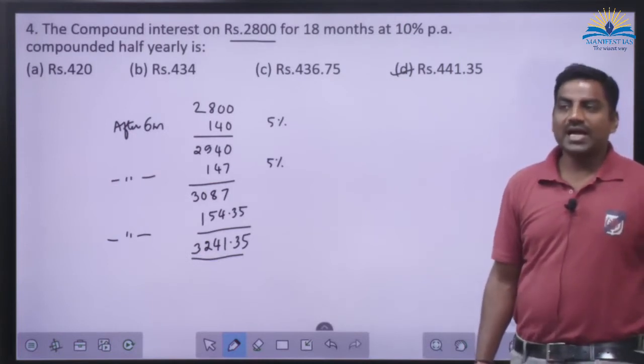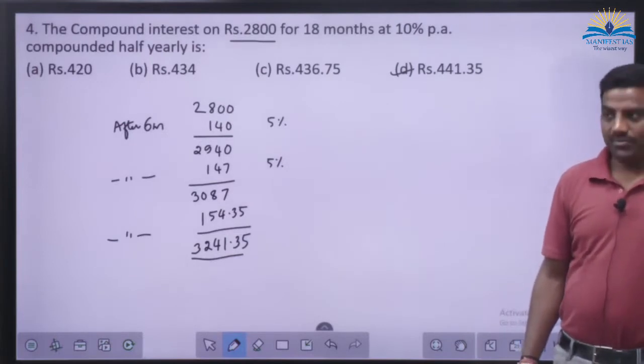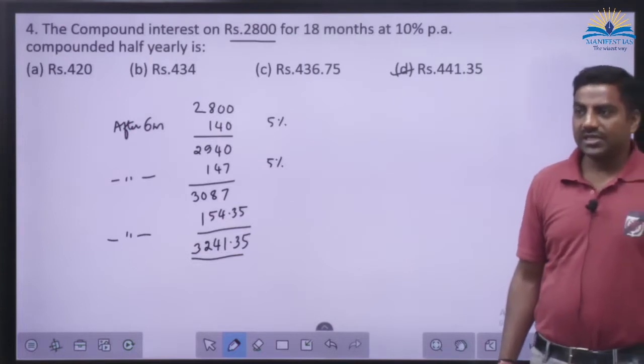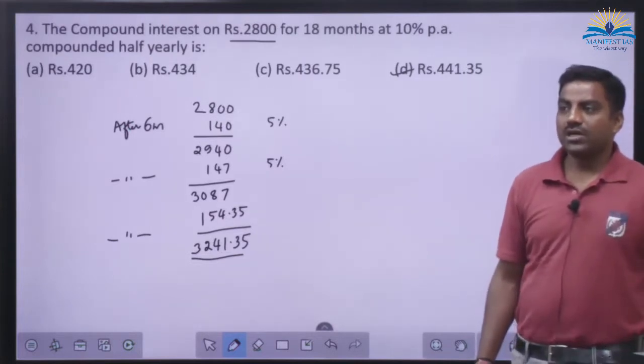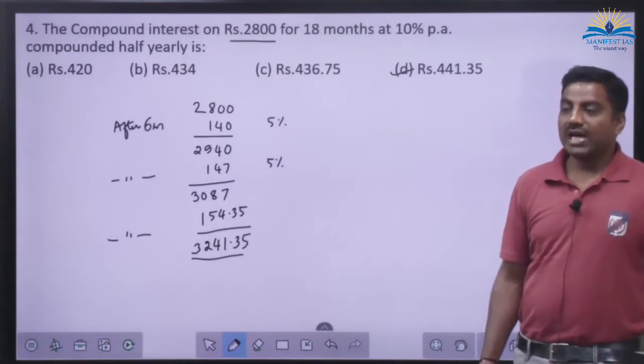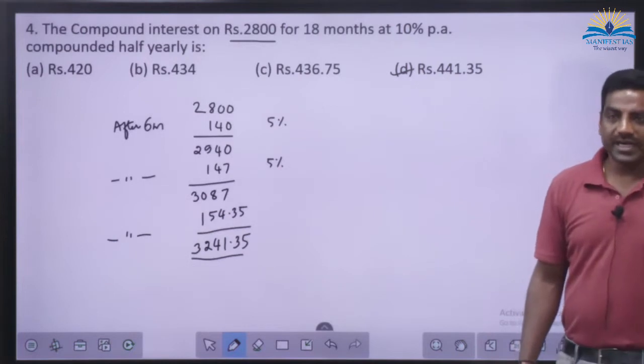Or they had asked you to calculate the compound interest yearly. Then for the first year on 2,800, 10% would have been what? 280. So your balance would have been 2,800 plus 280. So that would have been 3,080.